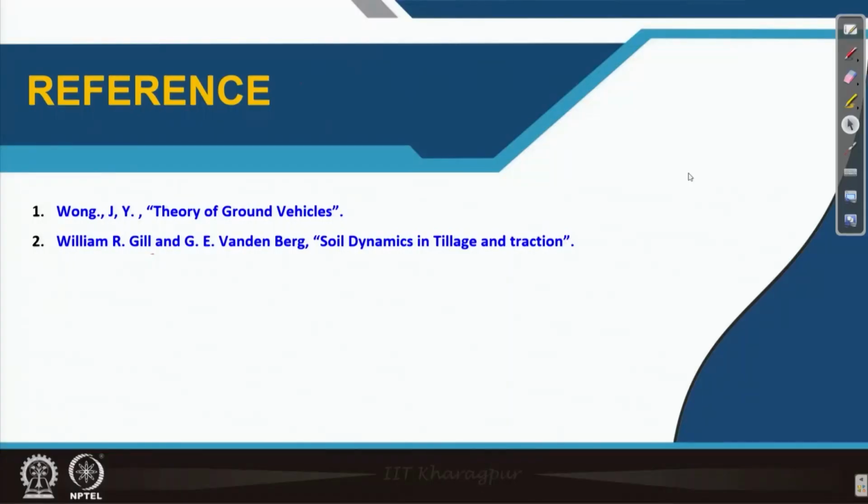So, you can refer to books like Theory of Ground Vehicles by Wong J.Y. and Soil Dynamics in Tillage and Traction by William R. Gill and G. Vandenberg. Thank you.